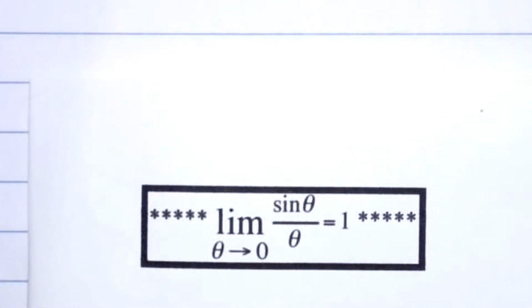In this video, we're going to look at a very important limit that you will need going forward. This limit is one that is proven using the squeezing theorem that we looked at in the last video. And it says that the limit of sine of theta over theta as theta tends to 0 is 1.